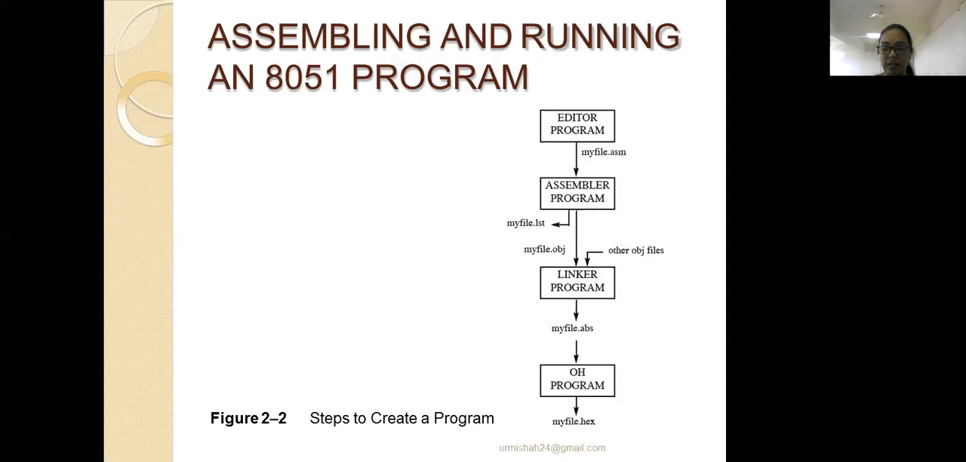Now if you want to connect with the hardware, if you want to run that program on a hardware kit, you have to simply dump this hex file into your 8051 controller. So this is the flow: the first stage is the editor program, then the assembler program, the third stage is the linker program, and the fourth stage is the final output program.